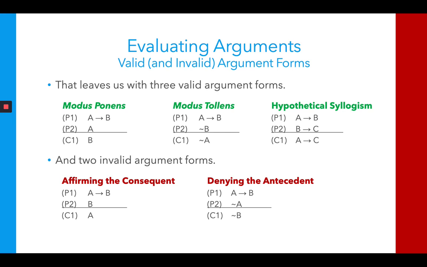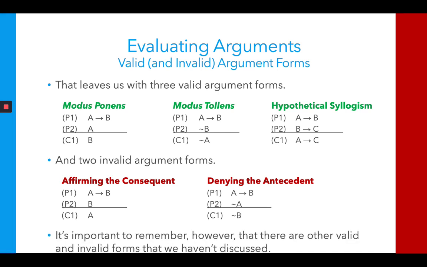And when it comes time for you to construct arguments, you want to make sure that you're not constructing arguments that take these forms. The worksheets and the work that we'll be doing will have some arguments that take these forms, trying to trick you into thinking that they're valid. You want to be able to identify that they're not. Of course, it's also important to remember that there are other valid and invalid forms that we haven't discussed. There are some other valid argument forms, but there are also potentially an infinite number of invalid argument forms. So just because an argument doesn't take one of the forms here doesn't mean that it couldn't be valid, or that it couldn't be invalid.